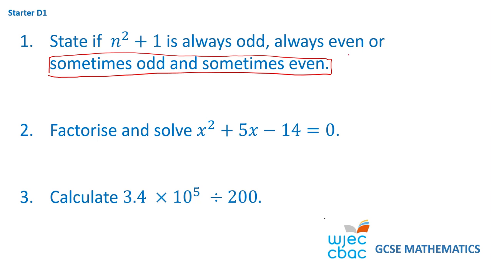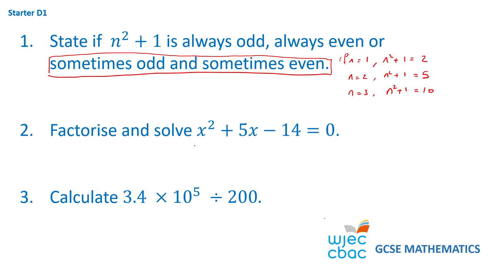So if n equals 1, that means that n squared plus 1 is going to be equal to 2. If n equals 2, n squared plus 1 is going to be equal to 4 plus 1, which gives me 5. And if n equals 3, put a comma there, that means n squared plus 1 is going to equal 3 squared is 9 plus 1, which gives me 10. So sometimes odd, sometimes even.